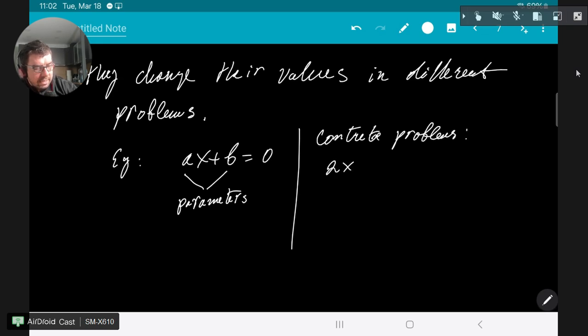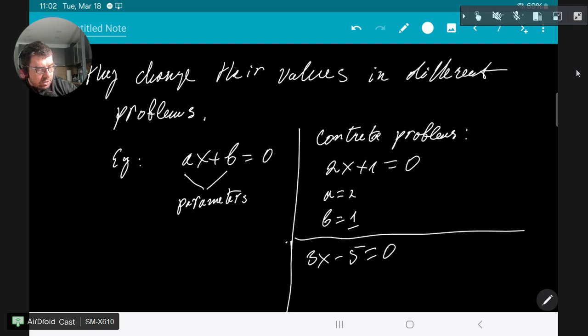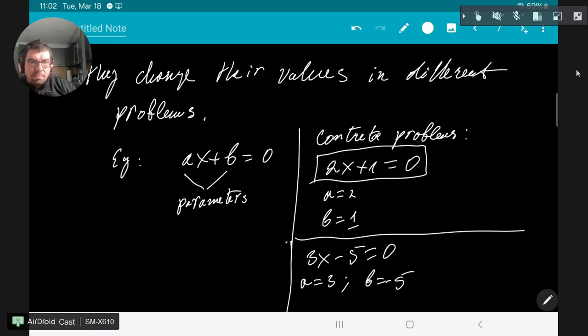For example, 2x plus 1 equals 0. So a equals 2, b equals 1. But then we solve this, and then the next problem will be, for example, 3x minus 5 equals 0. So a equals 3, b equals minus 5. Parameters are constants because we know their value in advance before we start solving the problem. Before we start solving this equation, we know that a is 2, b is 1. Before we start solving this equation, we know that a is 3 and b is minus 5.